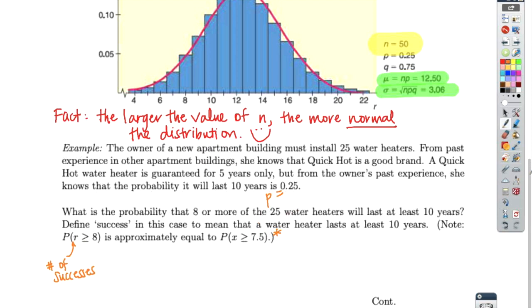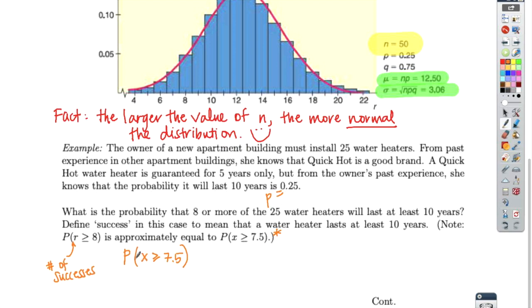So how would we find the probability that X is greater than or equal to 7.5? Well, this is exactly the same problem that we've been getting for the last several sections. I give you an X. Well, you don't really want to deal with X. You want to convert this to Z.